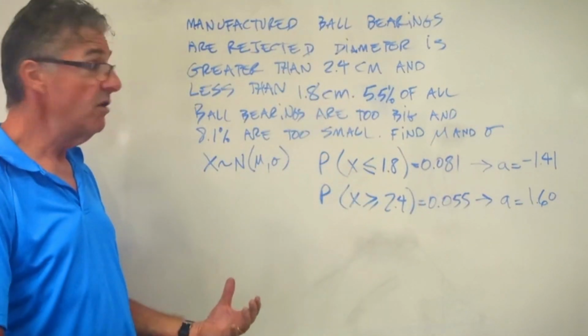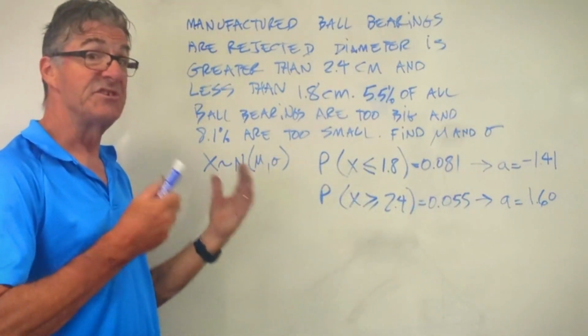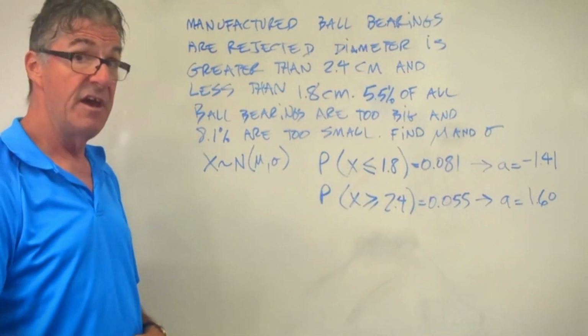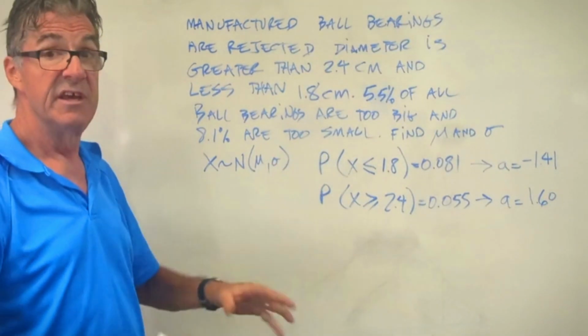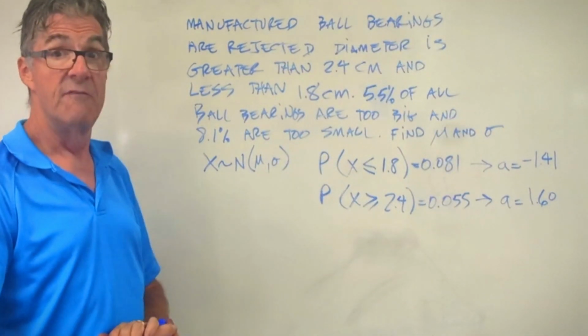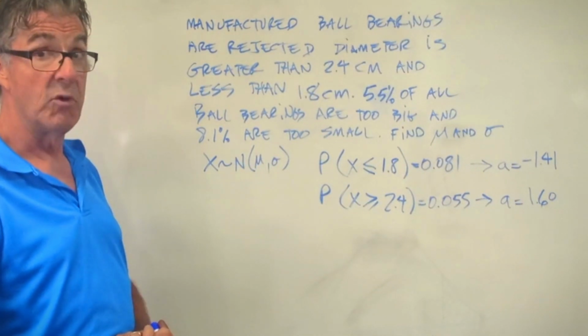All right, so now we have our z values. We can use those in the standardization equation, x minus mu over sigma, in two places, and we can find our values for sigma and for mu. So go ahead, pause the video and try one of those.